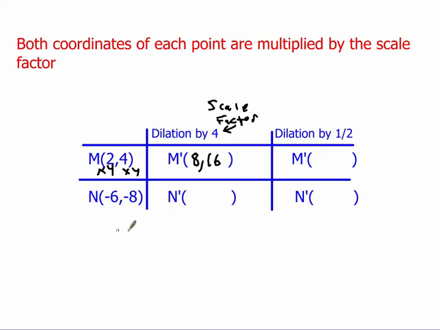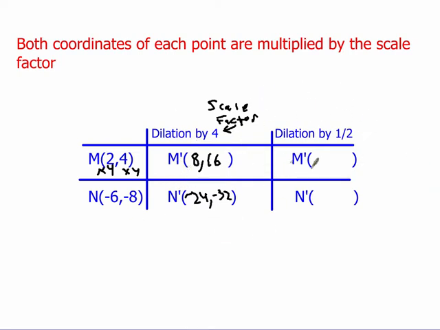You can do the same thing with N down here. It's at negative 6, negative 8. Negative 6 times 4, negative 24. Negative 8 times 4, negative 32. All right, no problem, no big deal.